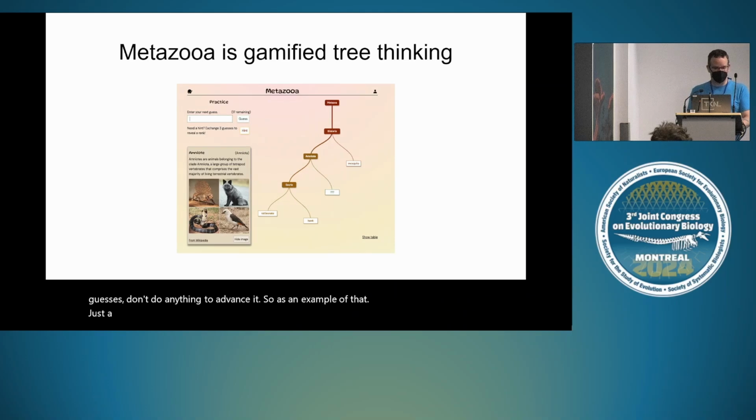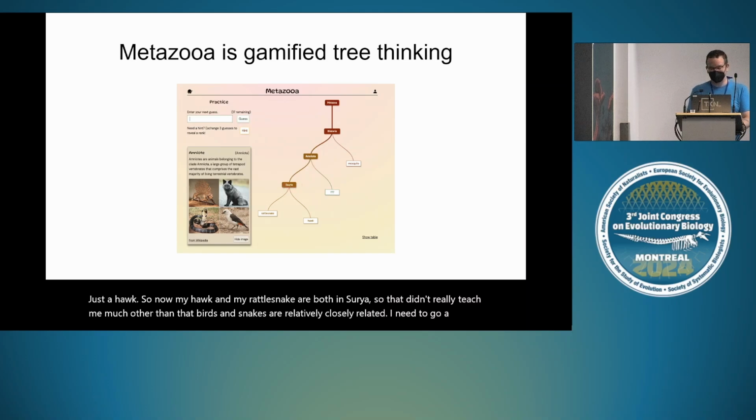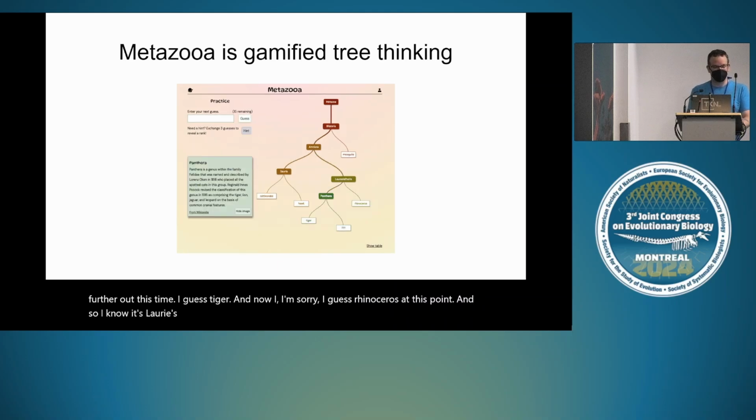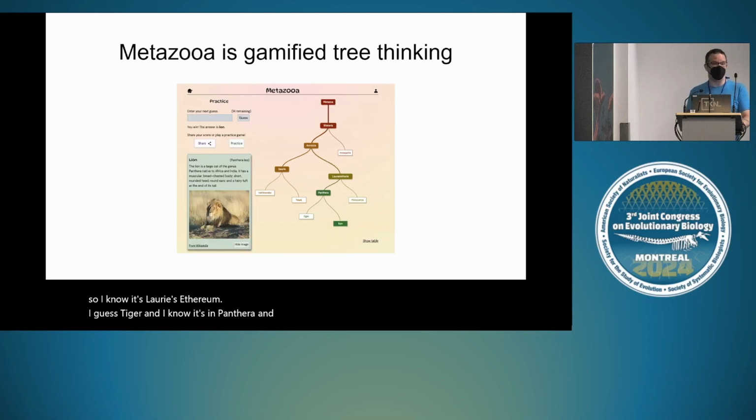And so now my hawk and my rattlesnake are both in Sauria. So that didn't really teach me much other than that birds and snakes are relatively closely related. I need to go a little further out. This time I guessed tiger, and now I guessed rhinoceros at this point. And so I know it's Laurasiatheria. Then I guessed tiger, and I know it's in Panthera, and then eventually I get down to lion.